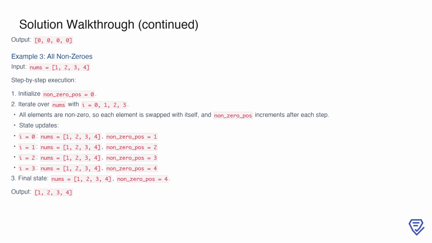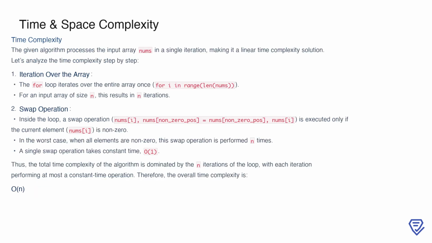4. To analyze the time complexity of the algorithm, we start with the fact that it processes the array nums in a single pass. This means the for loop runs exactly once for every element in the array. If the size of the input array is n, the loop will iterate n times. Inside the loop, we find a swap operation that is executed only when the current element is non-zero. Even in the worst-case scenario, where all elements are non-zero, the swap operation is performed n times.